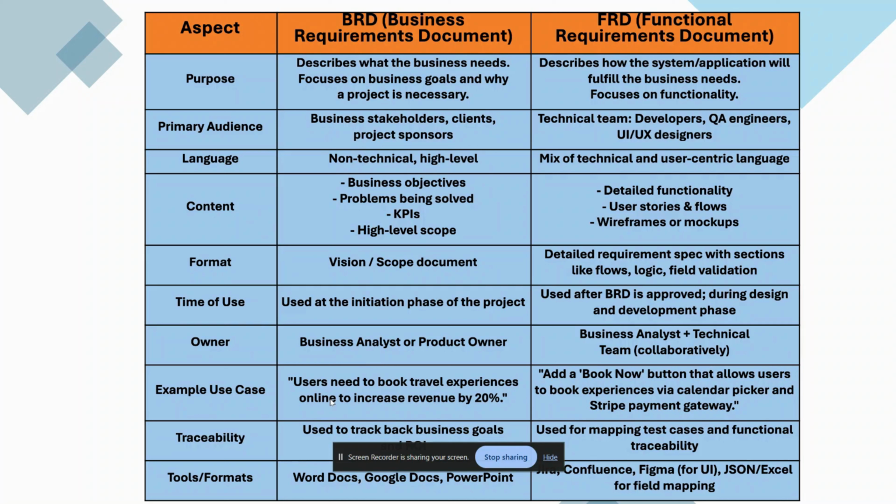Let us understand the example. In BRD, the high-level requirement is discussed, such that users need to book travel experiences online to increase revenue by 20%. They just have to increase the revenue by 20%.